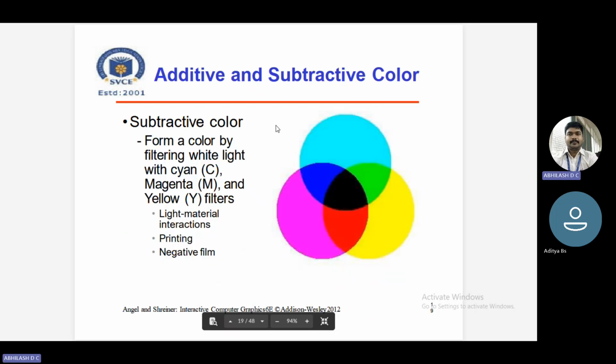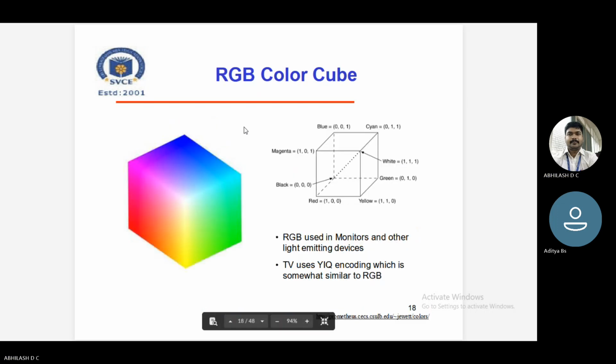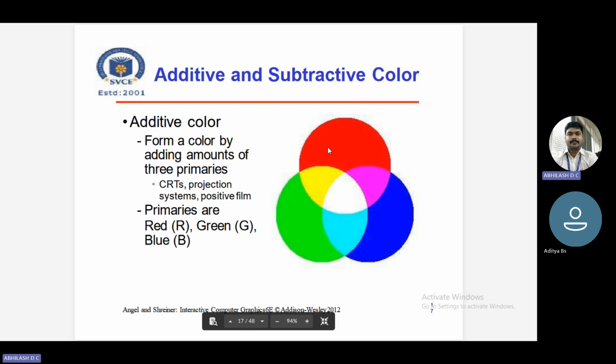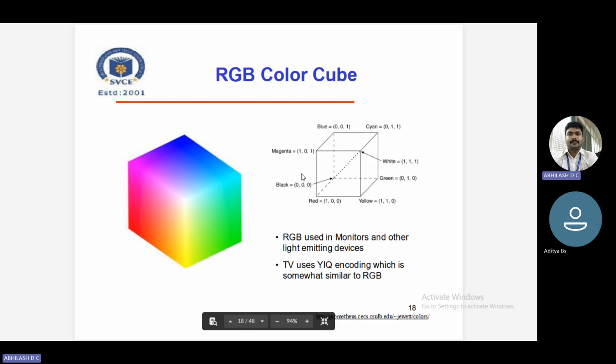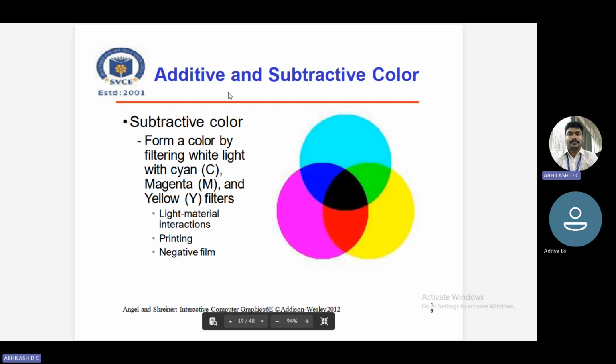So next comes the subtractive color. I told you that in the additive colors, what happens if I add one color with another color? So these yellow, cyan, and magenta are the secondary colors. Similarly, we have the subtractive colors. So what are subtractive colors? Form a color by filtering the white light with cyan, magenta, and yellow filters, right? So these are the negative colors actually, meaning from the existing color, if you take the cyan, what we get is the reverse of whatever we see.